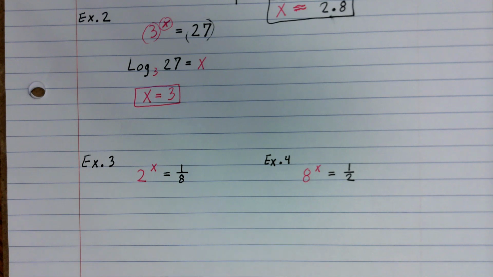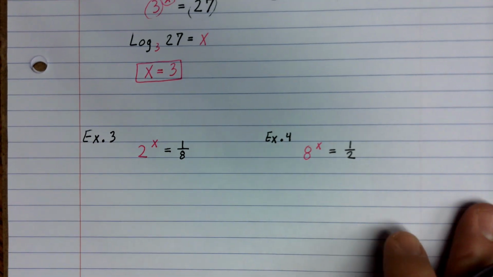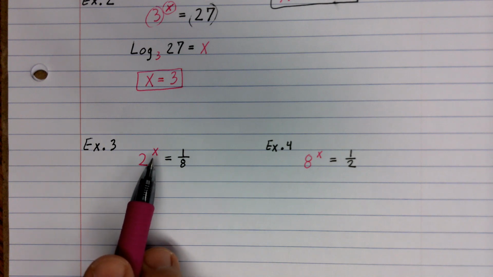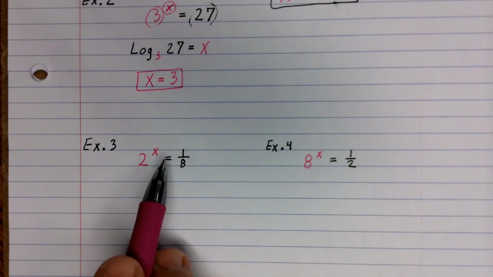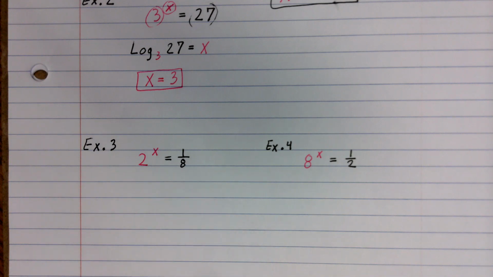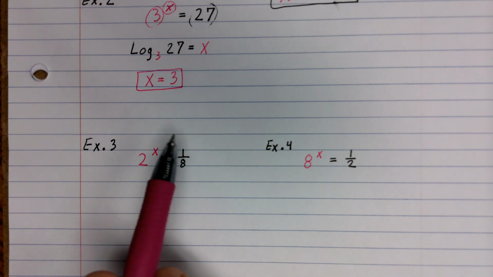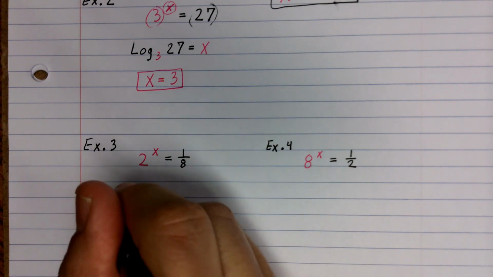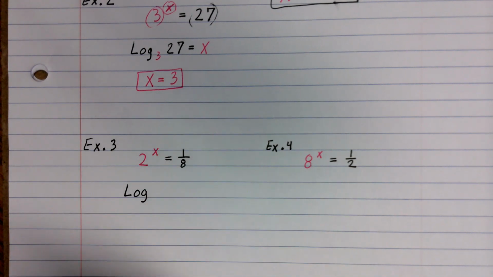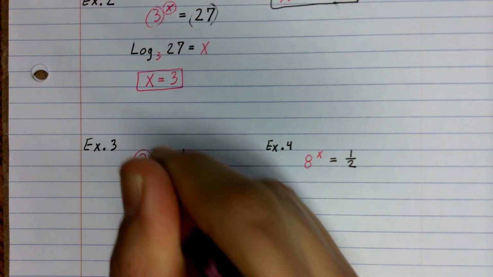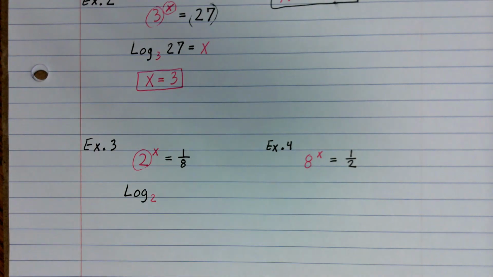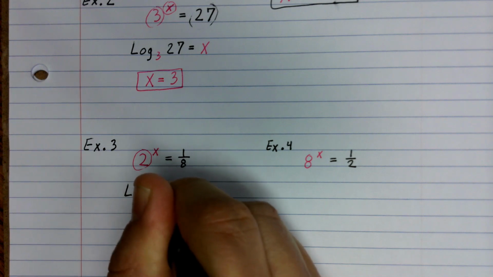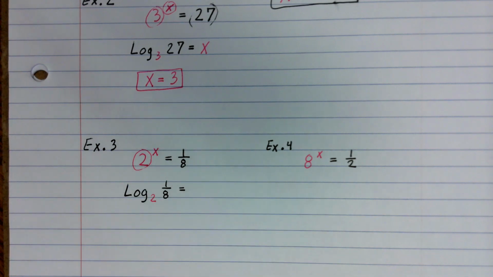And let's take a look at example number 3. So example number 3, once again, we have 2 to the power of x, or with an exponent of x, is equal to 1 over 8. Now this one is more complex. I feel like these are kind of hard to do without converting it to a logarithm. So I'm going to go ahead and convert it real quick. Log, and notice I have a base of 2. So my base of 2. My answer was 1 over 8, so I'll put that next. And that's simply equal to x.